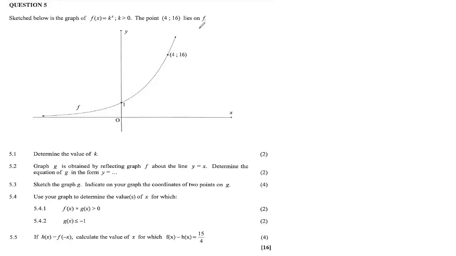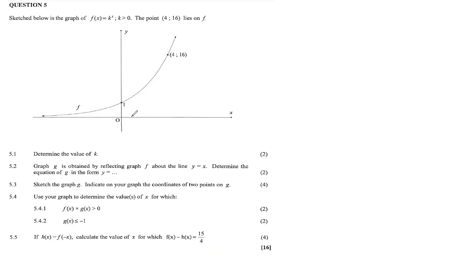Okay, so we are given a sketch. Below is the graph of f of x is equal to k to the exponent of x, where k is greater than 0. Then we are told the point (4; 16) lies on f. As we can see here, this is the graph of f, the exponential graph. Then 5.1 says determine the value of k.